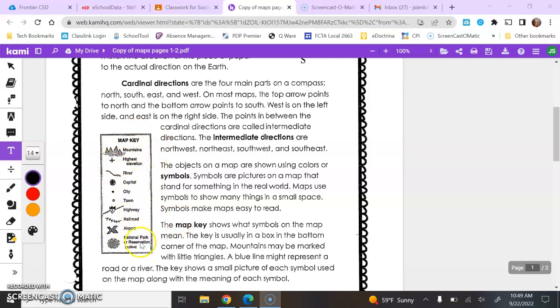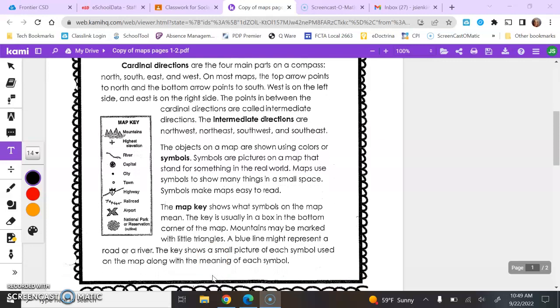This is called the map key. And the map key shows what symbols on the map mean. The key is usually in a box in the bottom corner of the map. Mountains may be marked with little triangles. A blue line might represent a road or a river. The key shows a small picture of each symbol used on the map along with the meaning of each symbol.